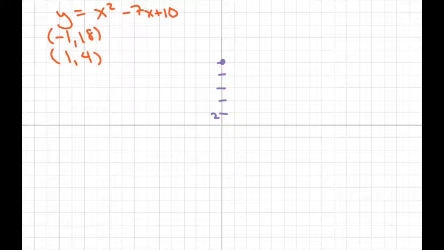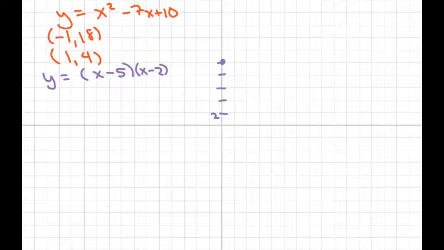For my x-intercepts, I'm going to factor this. So we get x minus 5, x minus 2. That means my x-intercepts are 5 and 2. 2 and 5, 3, 4, 5. So your vertex is going to be in between those two. And maybe this graph's going to be a little bit off. I'm going to go ahead and graph this.